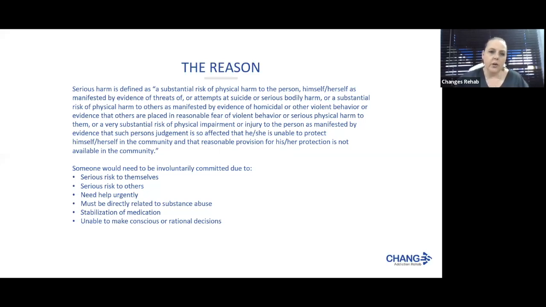When we look at the reason, serious harm is defined as a substantial risk of physical harm to the person himself or herself, as manifested by evidence of threats of or attempts at suicide or serious bodily harm, or a substantial risk of physical harm to others as manifested by evidence of homicidal or other violent behavior, or evidence that others are placed in reasonable fear of violent behavior or serious physical harm to them, or a very substantial risk of physical impairment or injury to the person as manifested by evidence that such person's judgment is so affected that he or she is unable to protect himself or herself in the community, and that reasonable provision for his or her protection is not available in the community. That's basically the definition of all the reasons and the explanations that I'd given to you before.